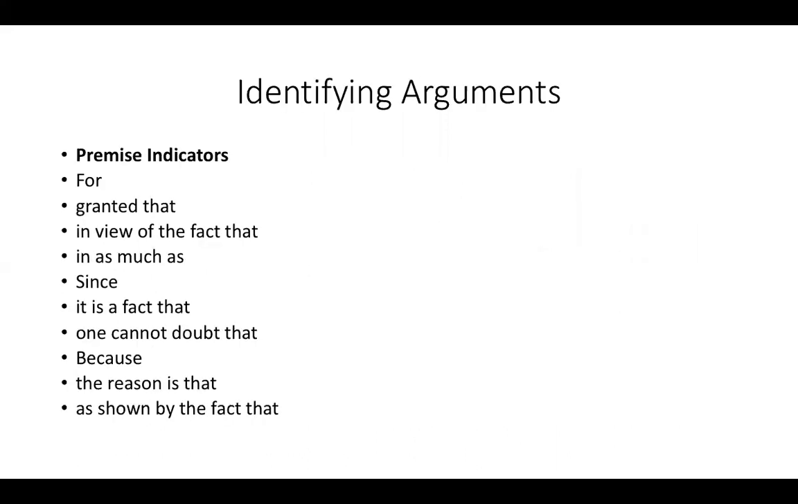Another, easier way of identifying arguments is to look out for premise and conclusion indicators. There are certain words or phrases that tell you that you are looking at a conclusion or at a premise. We call them indicators. We have the premise indicators and we have the conclusion indicators. Now let's look at these premise indicators.